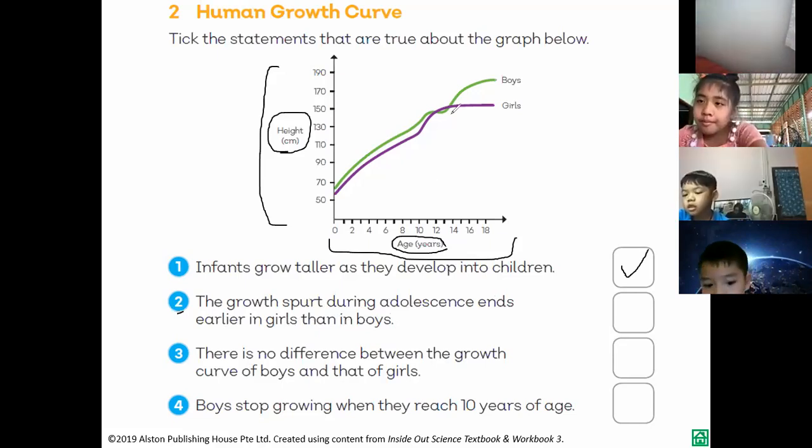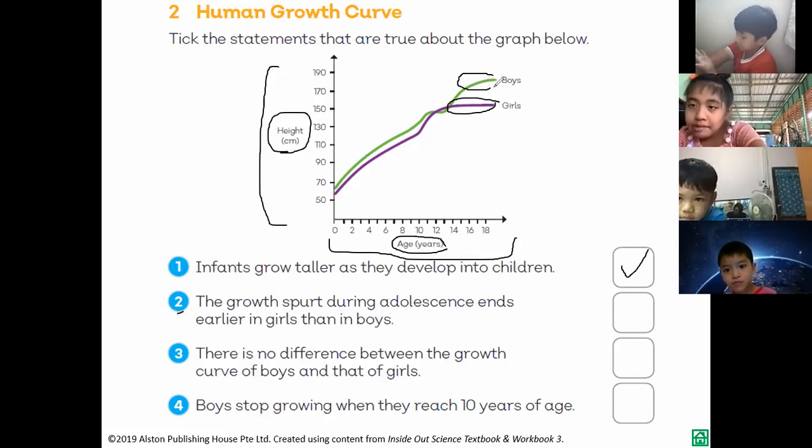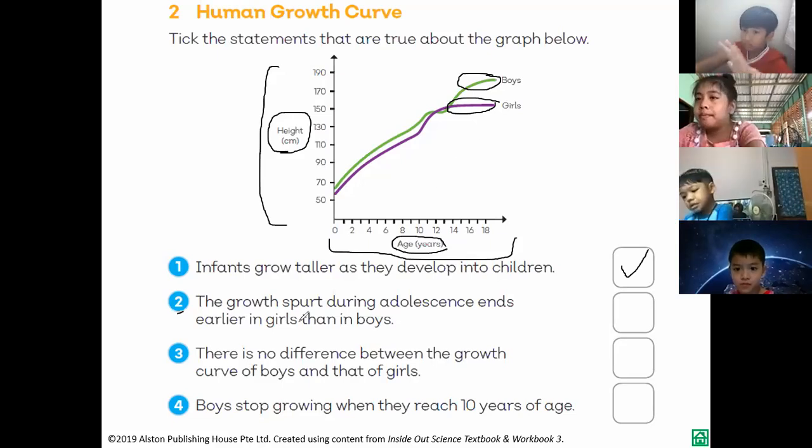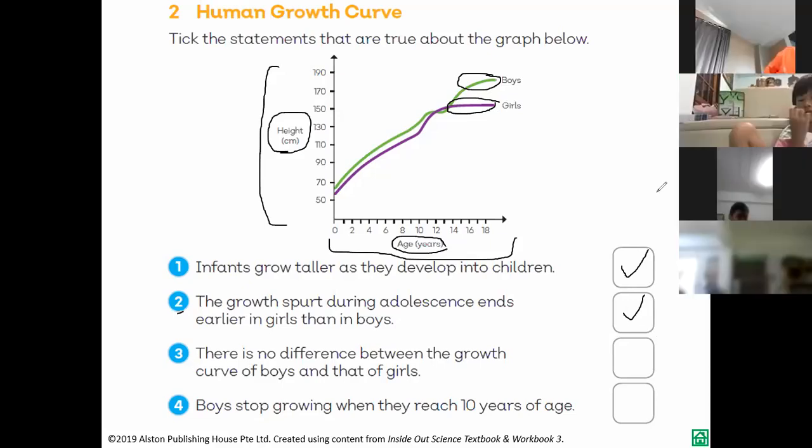If you can see, class, the growth spurt in girls stops over here, and the growth spurt of the boys ends over here. So this statement is correct, because the girls stop earlier. The growth spurt of the girls ends here. So the answer here is check. And number 3.